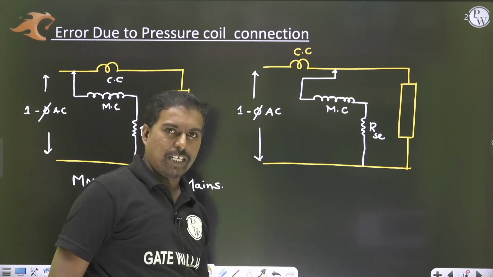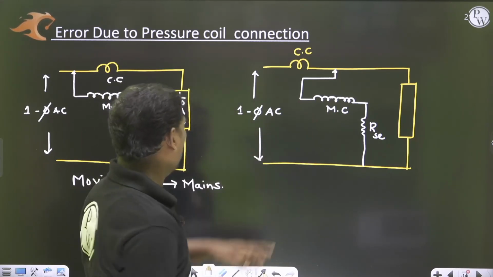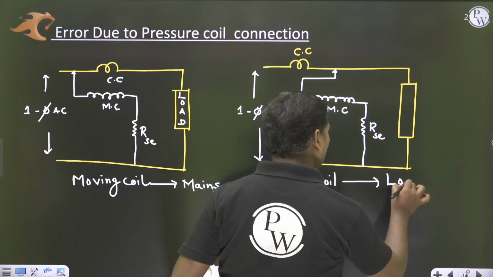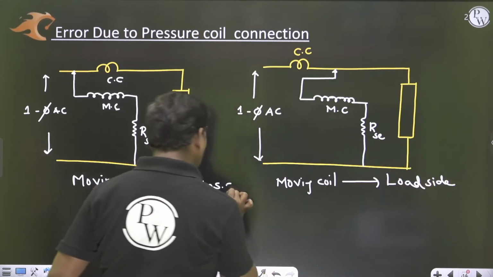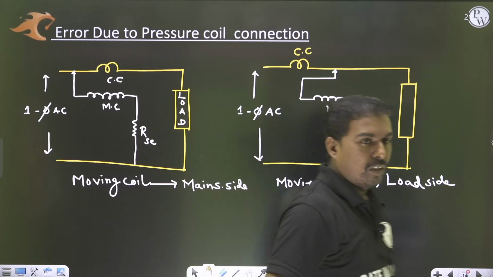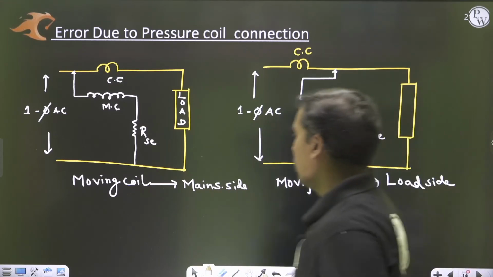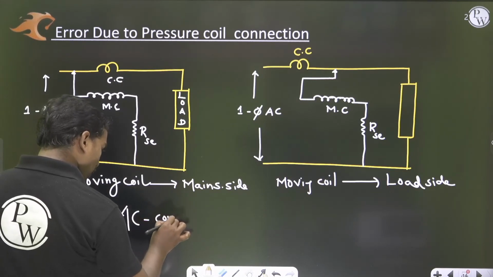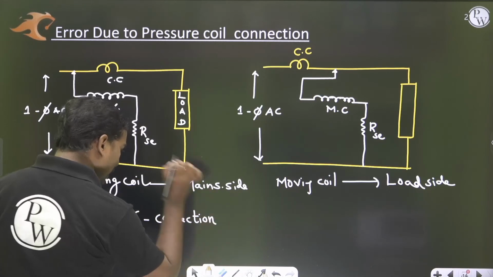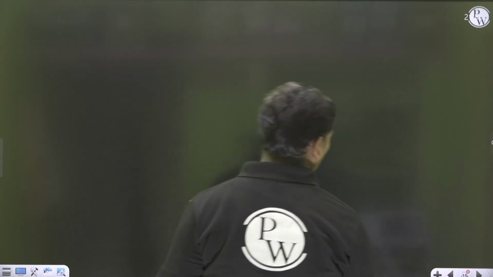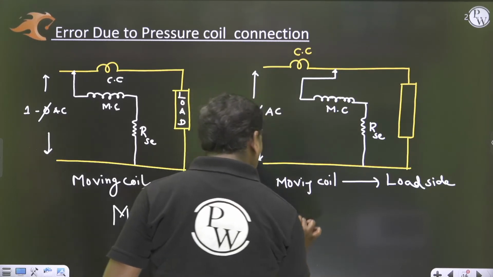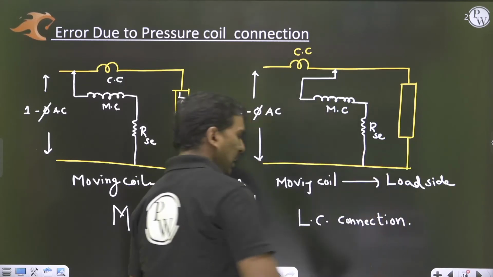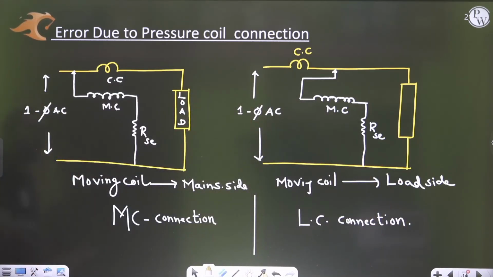Now if you check what is happening here, this MC, moving coil, is connected at what side? At load side. This is connected at main side, this is connected to load side. So the moving coil is connected at the main side, so this is called the MC connection. Whereas we call this the LC connection. So now if you see the MC connection, what is going to happen?